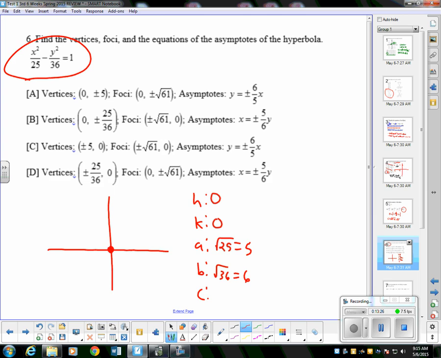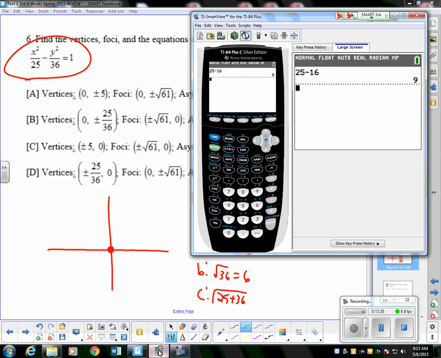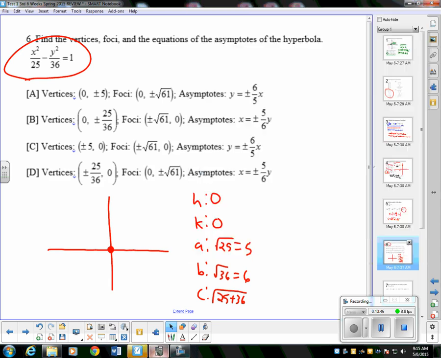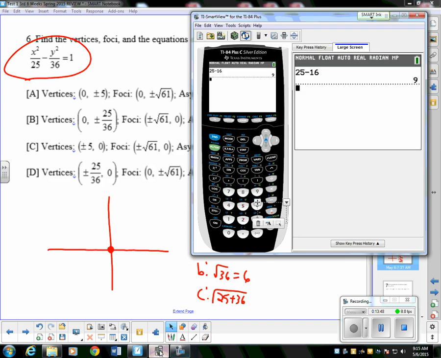And C, if you'll remember, is the square root of 25 plus 36. Again, pull the calculator out. 25 plus 36. Well, I should put my mark down, sorry. 25 plus 36. All right, then let's try this one more time. Let's clear all that. Okay. 25 plus 36.